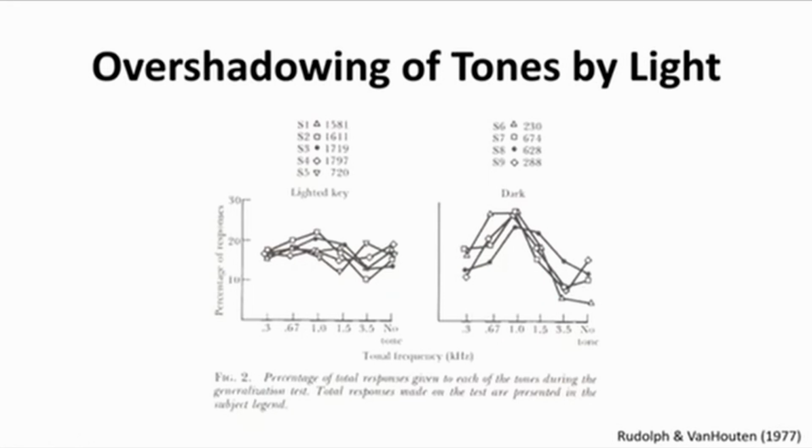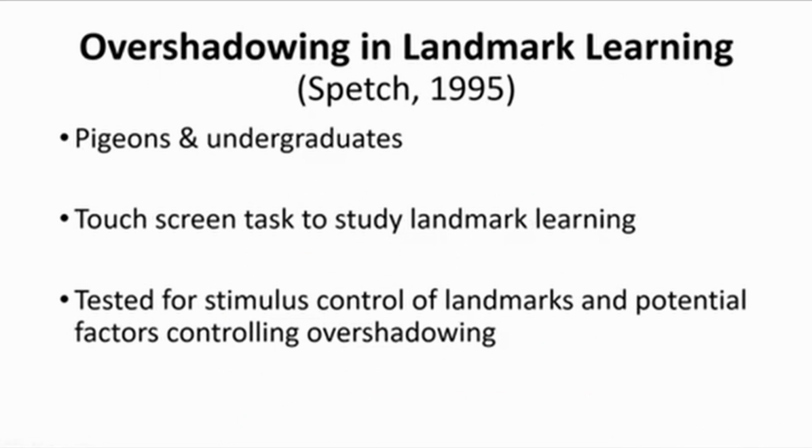So in their situation, their behavior came under stimulus control of the tone, whereas in our lighted key group, the presence of a more salient light cue ended up overshadowing what they learned about the tone. So the presence of the light overshadowed the tone, and they didn't really learn that much about the tone because of interference from the lights.